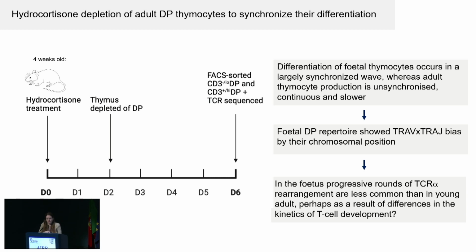So we wanted to see if in the fetus progressive rounds of TCRα rearrangement are less common than in the young adult, perhaps as a result of the difference in kinetics.